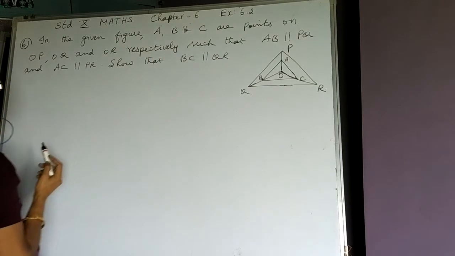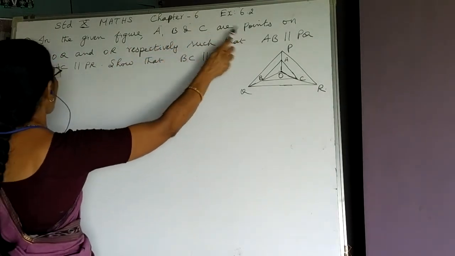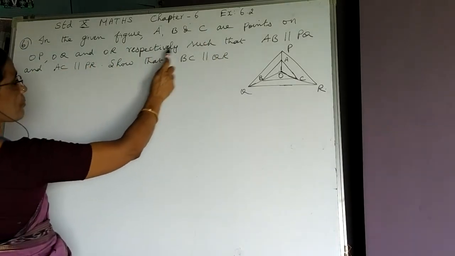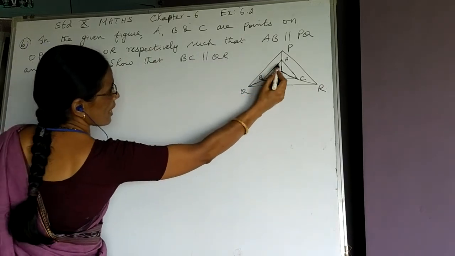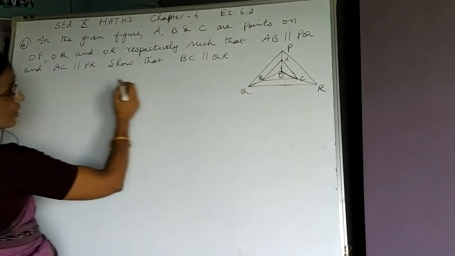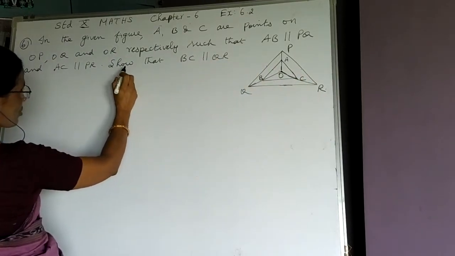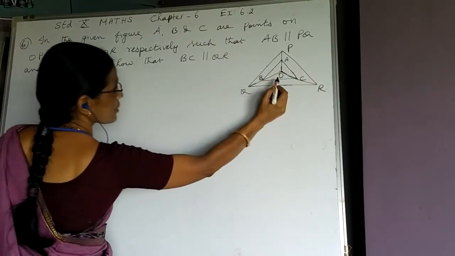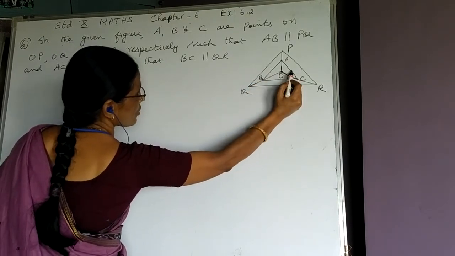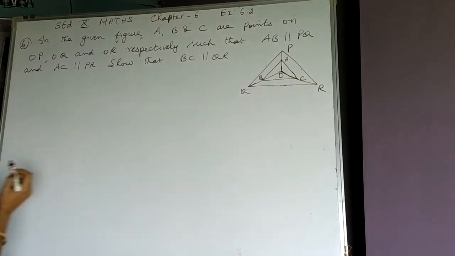We are continuing exercise 6.2, sixth sum. In the given figure, A, B and C are points on OP, OQ and OR respectively, such that AB is parallel to PQ, these two are parallel lines, and AC is parallel to PR, these two are also parallel lines. Using these two conditions, we are supposed to show this BC is parallel to QR. These two are given parallel, these two are also given parallel. Using these two, we have to prove BC is parallel to QR.